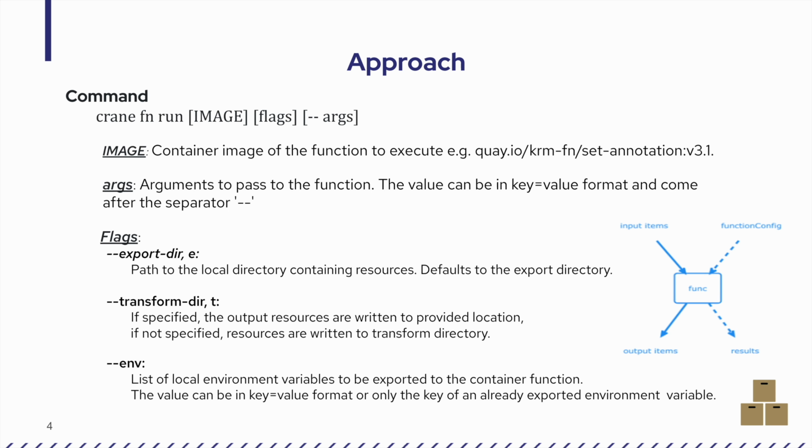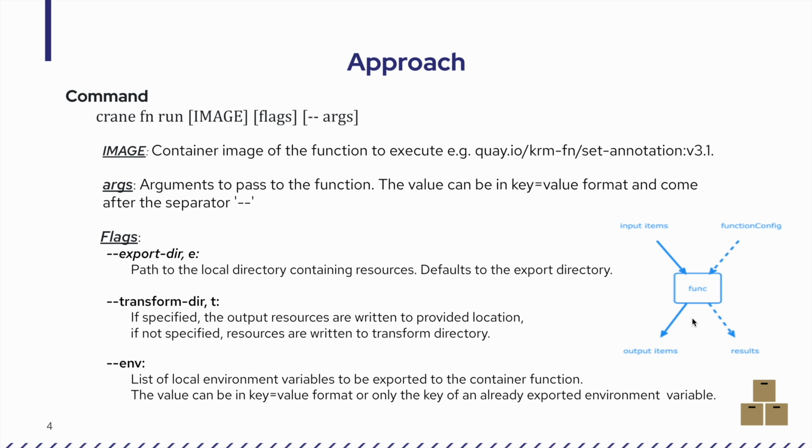The command also supports some optional flags and arguments which can be passed to the KRM function. This syntax is in sync with the Crane command line utility, where export directory is the directory containing resources, and this defaults to the export folder. Similarly, transform directory specifies where the output will be written, and if not specified, by default it will create a transform directory. Env are the list of local environment variables that need to be exported to the container function that we are executing. And we can pass arguments to the function as key-value pairs.